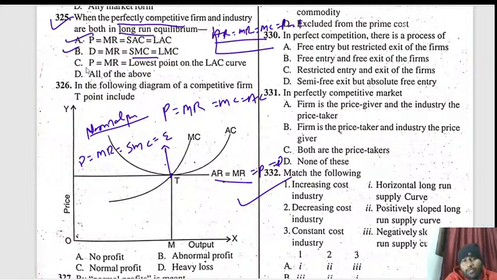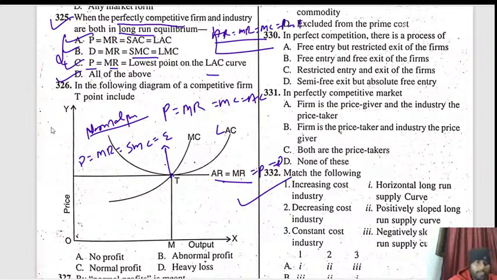If I talk about option C, price equals MR equals the lowest point of the LAC curve. As you can check here, this is the LAC curve. The equilibrium is at the lowest point of the LAC curve only, because MC cuts LAC at its lowest point. So here option C is also correct. Because of this, all of the options are correct. Question number 325, correct answer will be D.